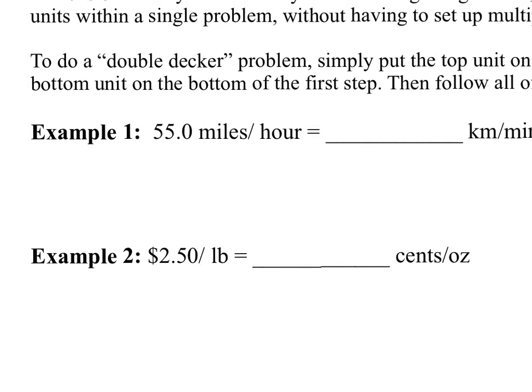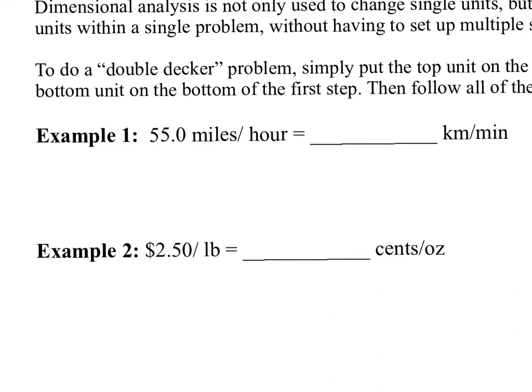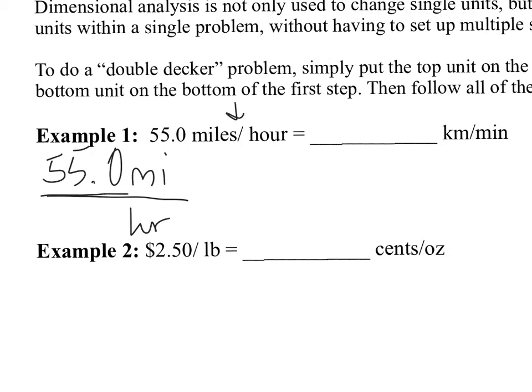I want to take 55 miles per hour, and I want to know what that is in kilometers per minute. So I'm going to start with what I know. I know miles over hours, miles per hour. So I'm going to have 55.0 miles over hours, right? You see that slash right there? That's the line, the middle line of our train tracks.